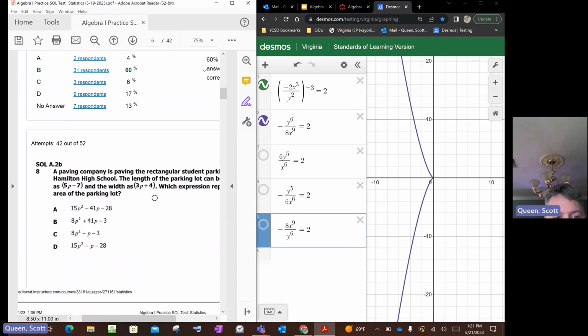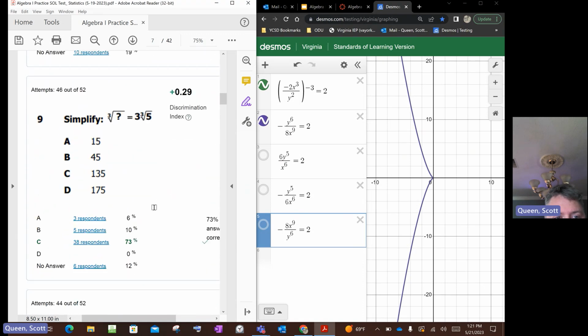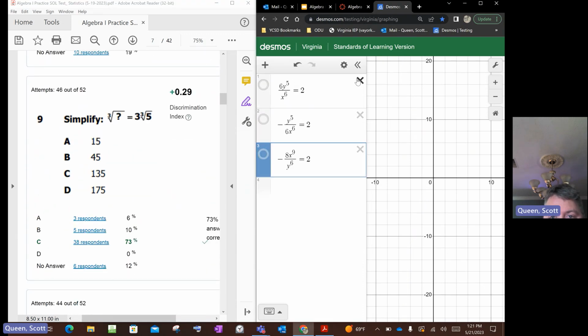Oh, number 8. I see lots of words. I'm going to move on. I don't want to do that one either. All right, 9. This one should be pretty straightforward.